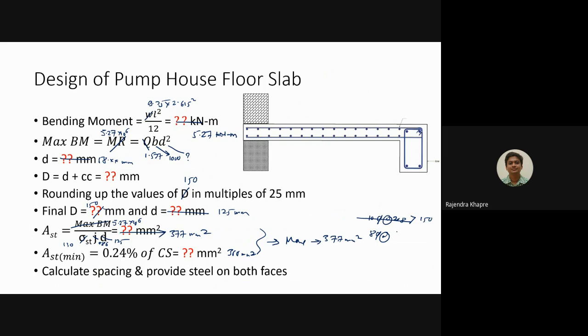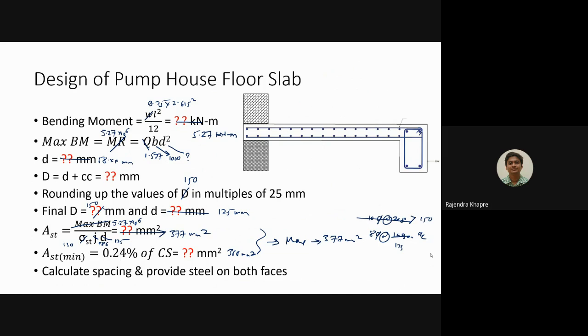149. Okay, कितना आ रहा? 133. Okay, so this is 133, right? So what we can do is we can provide 125, which is even smaller than the thickness of the slab.